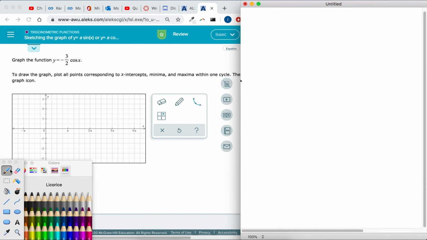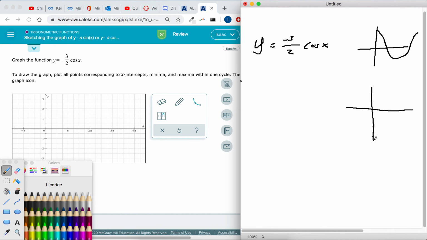So -3 over 2 cosine. The negative sign is something we haven't done yet. Normally cosine, we said, looks like this. Starts at the peak of the amplitude, goes down. So the negative sign just kind of inverts everything, okay? Now it's going to start at the bottom of the amplitude at -3 over 2.